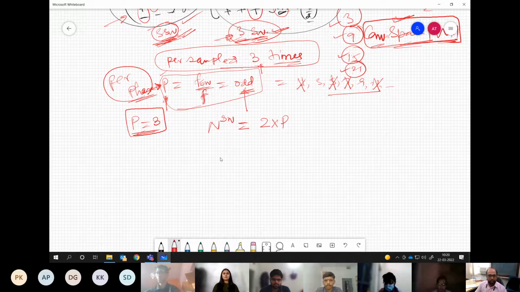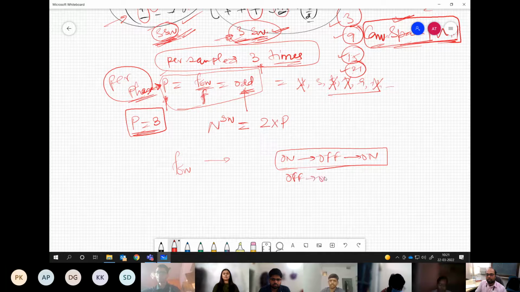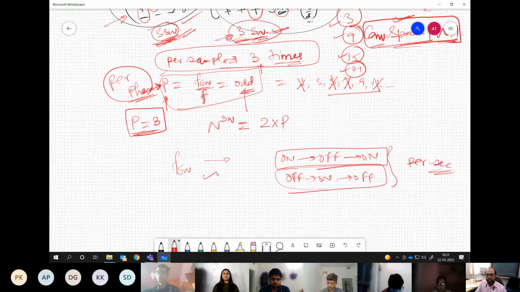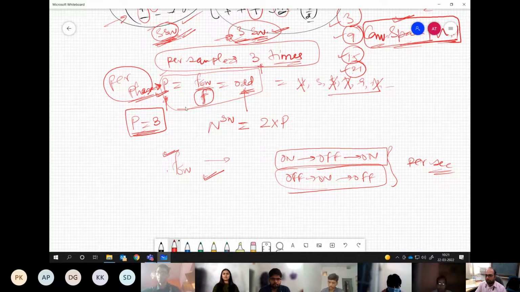Now you understand switching frequency, right? What is switching frequency? It is how many times the device goes from one state to another and then comes back to the same state. This is one switching cycle. Now, how many times this is happening per second? That is your switching frequency. We have correlated this switching frequency with our fundamental frequency through another term, which is called pulse number. This is clear to all of you?